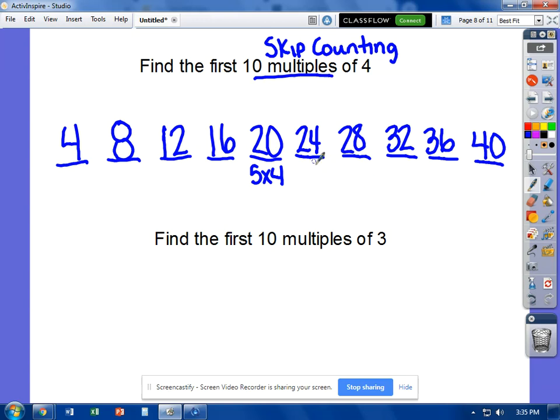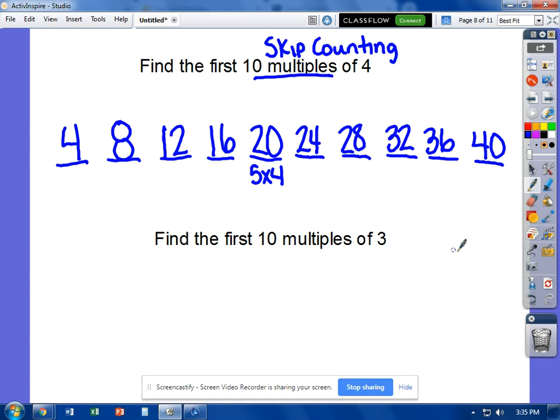So we just found the first 10 multiples of 4. We made our lines for 10 spaces because we needed the first 10. We don't need 9. We don't need 11. We needed 10. And then we started skip counting by 4s by either just knowing our math facts, knowing how to skip count, or we used our fingers.